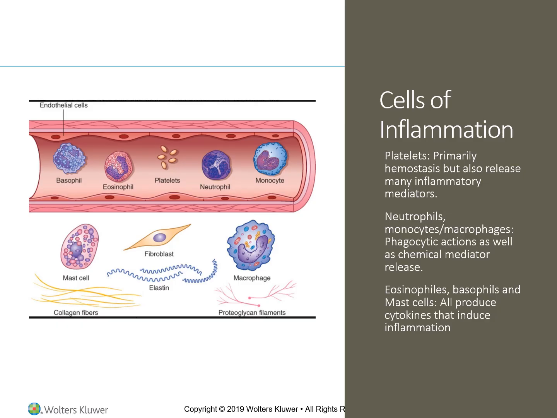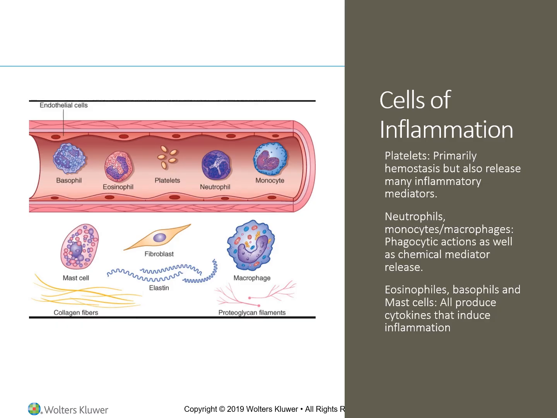But some of the cells of inflammation include platelets. So when we think about platelets, you may be most closely aware of their function in blood clot formation. So that primary hemostasis function that works to control bleeding. But they also release a lot of the inflammatory mediators that we're going to talk about in a moment. And there may be, I think, according to your textbook, something like potentially 300 different chemical mediators that platelets can release at various times. So they're very active cells in this process of inflammation.